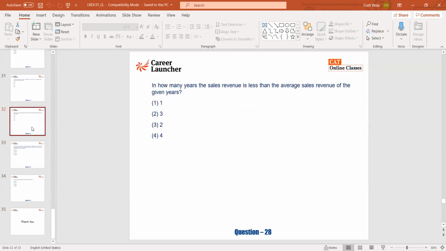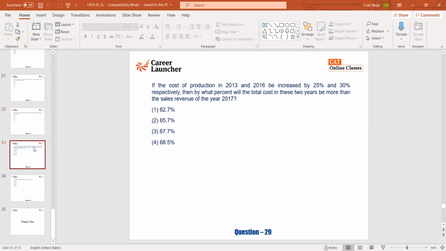How many years is the sales less than the average sales? What do you get for 28? Okay, 28th also 2. 29th: if the cost of production of 2013 and 16 are increased by 25 and 30%, by what will the total cost of these 2 years be more than sales of 2017? So let's do this. 13 and 16, 25, 30%.